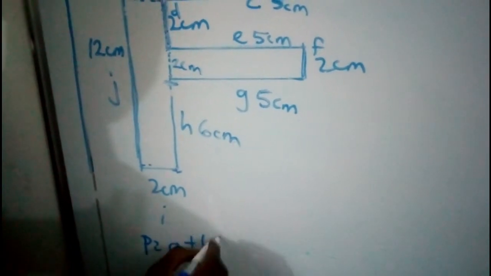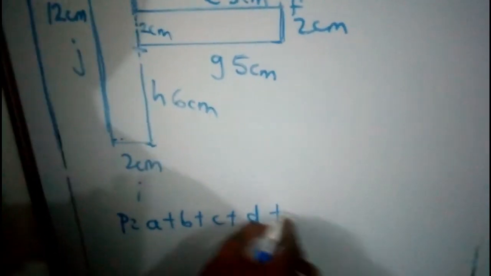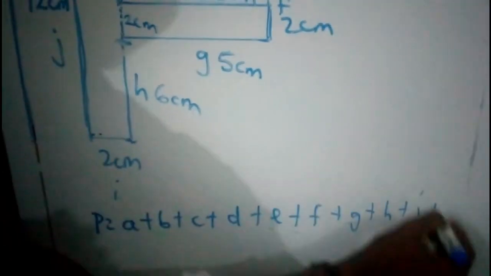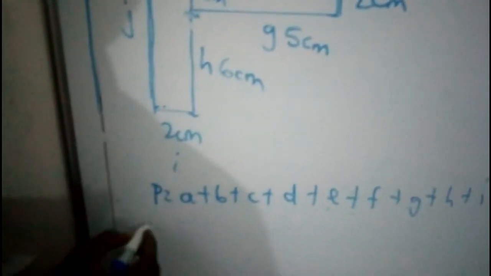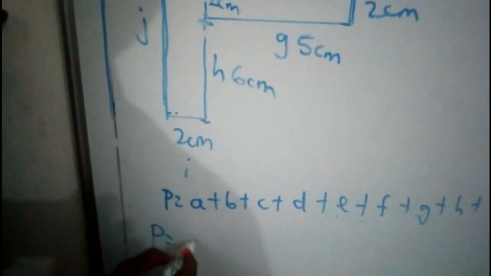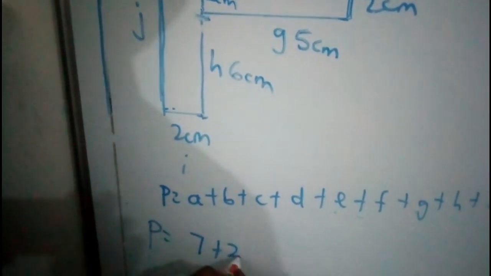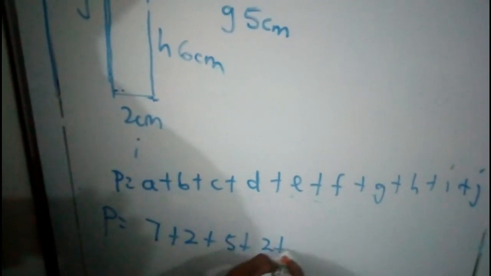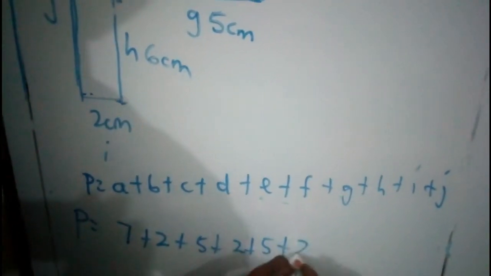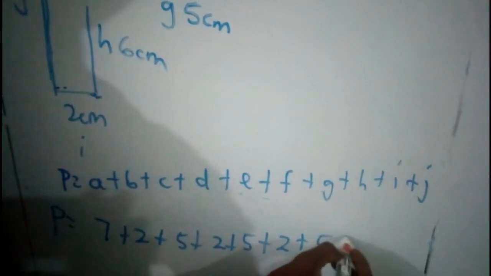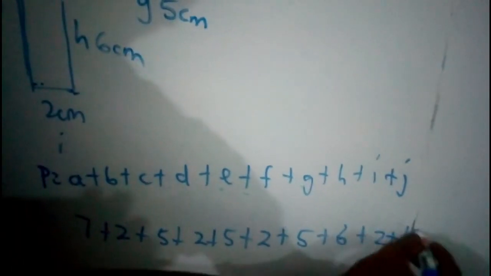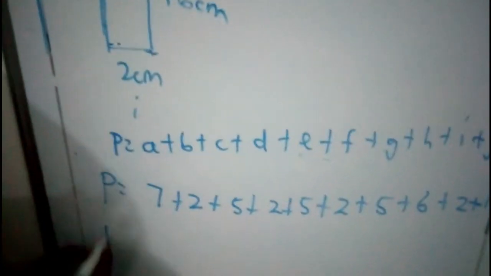A plus B plus C plus D plus E plus F plus G plus H plus I plus J. So perimeter now gives you what? 7, that's our A, plus 2 for B, our C is 5, our D is 2, our E is 5, our F is 2, our G is 5, our H is 6, our I is 2, and our J is 12. So let's do our mental sum here.